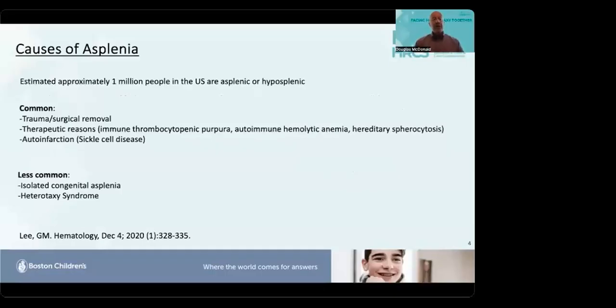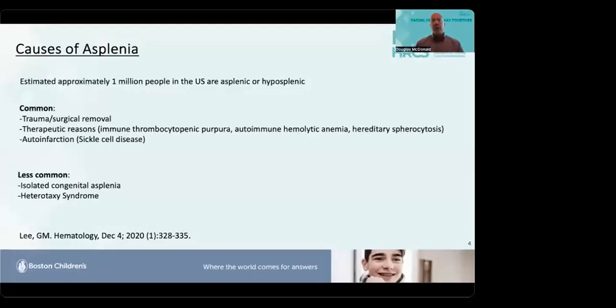So the causes of asplenia are fairly numerous. It is estimated that there are approximately 1 million patients in the United States who are asplenic or hyposplenic. The more common causes of asplenia include trauma and surgical removal. There can be therapeutic reasons for splenic removal, including immune thrombocytopenic purpura, autoimmune hemolytic anemia, and hereditary spherocytosis.